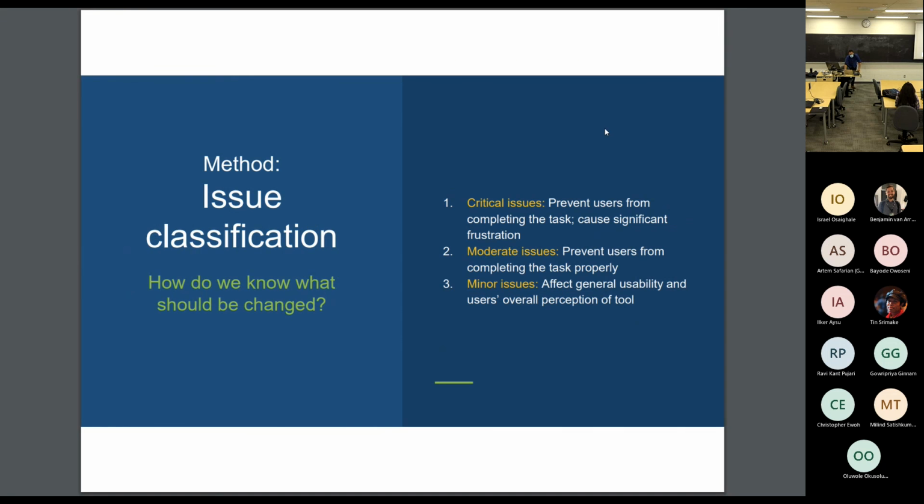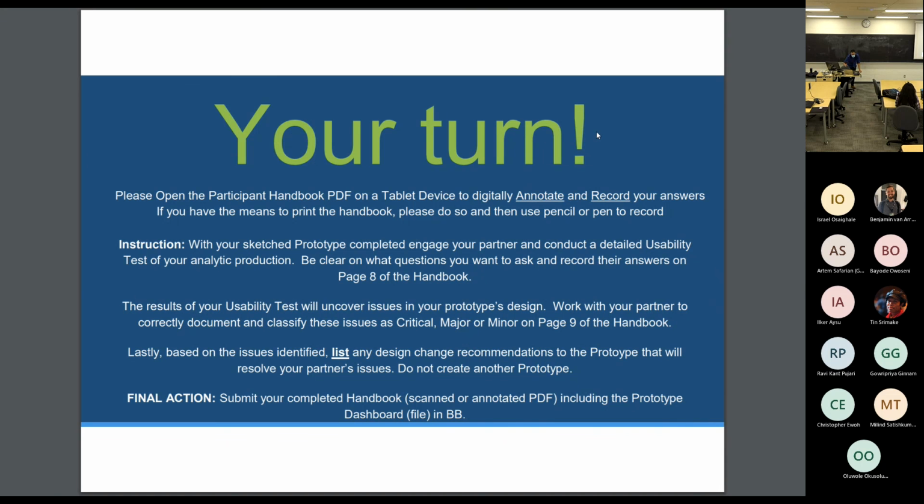And then you're going to classify some of the issues as major issues, minor issues, and then following these instructions with that sketch prototype, you're going to conduct a detailed usability test. So they're going to test your prototype. You're going to be clear on what questions you want to ask and record their answers on page 8 of the handbook. And then that's going to uncover those issues with your prototype design. You're going to work with your partner to classify them on page 9. And then lastly, based on those issues, you're going to try to list any design change recommendations to the prototype that would resolve those issues.